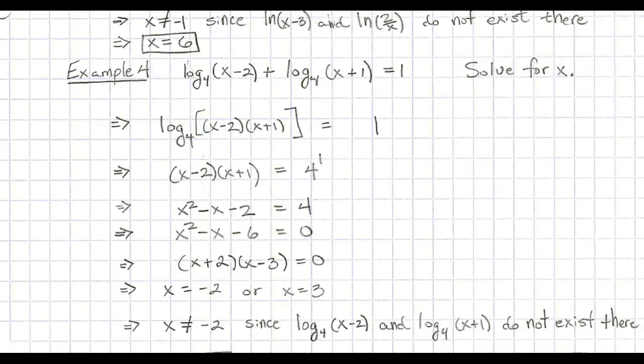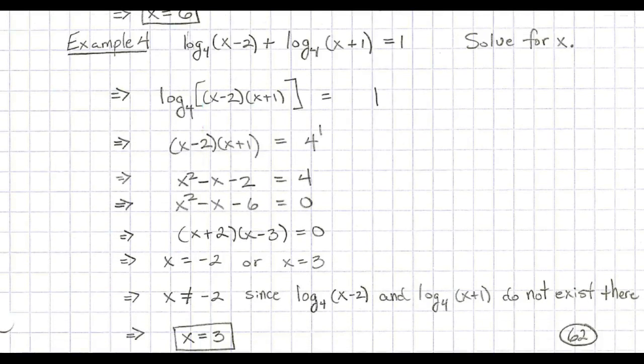Okay, so as another example, last example in this section, we want to look at solving for x: log base 4 of x minus 2 plus log base 4 of x plus 1 equals 1. So now I'm taking the log plus another log with the same base, which means I can combine these two logarithms into one by multiplication because of the addition sign here. So log base 4 of x minus 2 times x plus 1 equals 1.